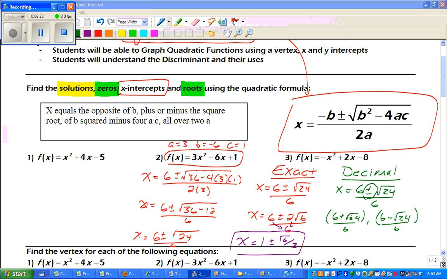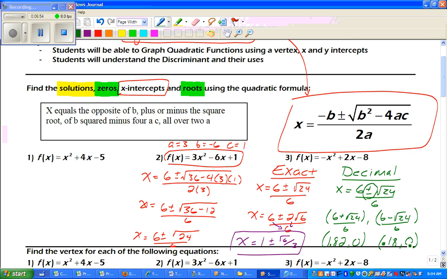Alright, so 6 plus the square root of 24 divided by 6 should come out to be about what? About 1.82. And the other one comes out to be about 0.18. Now remember, what are you actually finding? You are finding x-intercepts. These are points on the graph, so how should you write them? As ordered pairs. This is the point (1.82, 0), and this is the ordered pair (0.18, 0). So these are the answers that I'm actually looking for, written as ordered pairs.